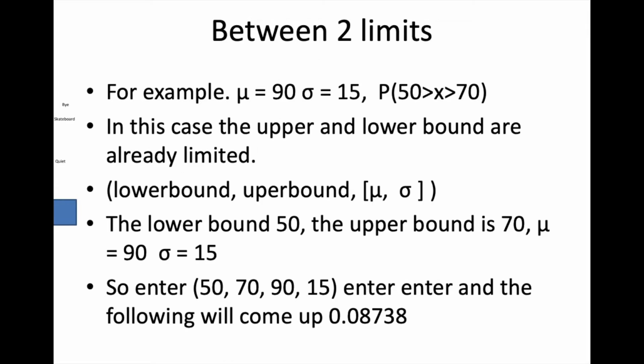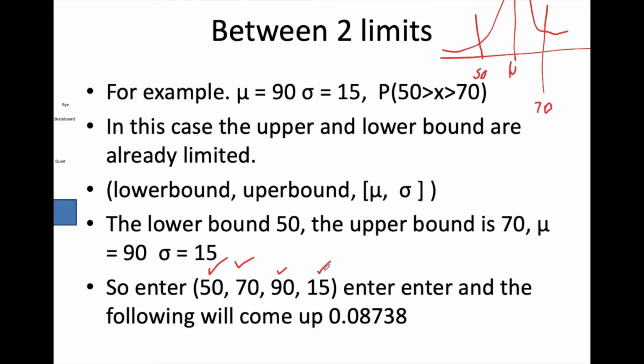Now we're going to talk about between two limits. This is when we have the normal curve, and this is arguably going to be the easier one. We say we want it to be between this number and this number, given the mean and the standard deviation. So we might want, given the mean of 90, the standard deviation of 15, it to be between 50 and 70. This is quite easy. We're going to have the lower bound, which is 50, upper bound, which is 70, which I've put in here. We would like 90, which is going to be the mean, and then we're going to have standard deviation, which is 15.